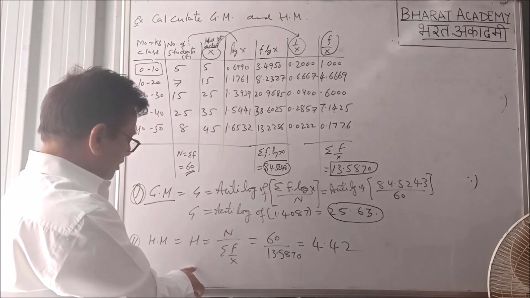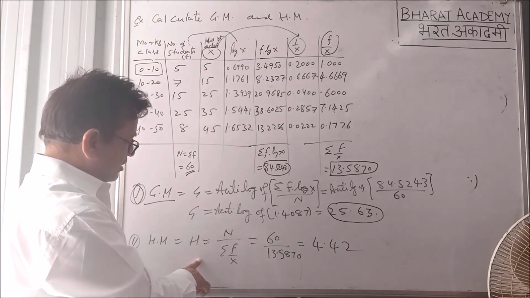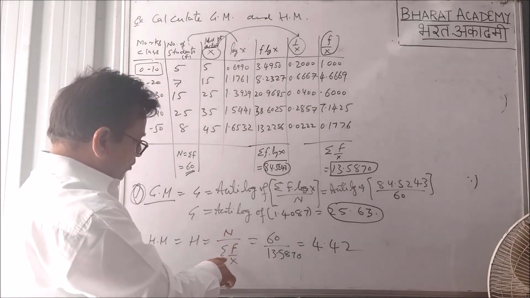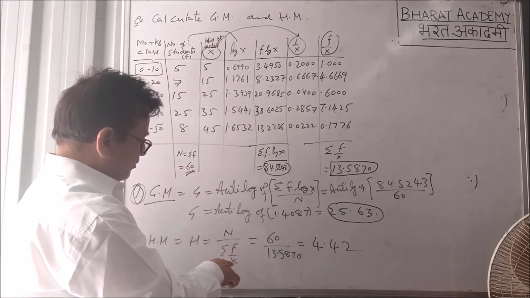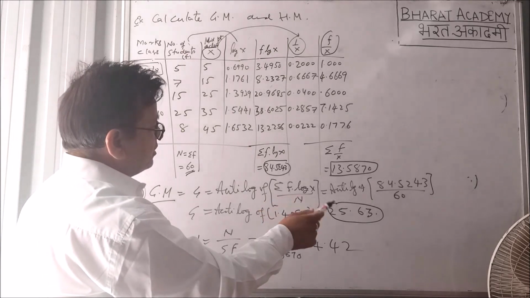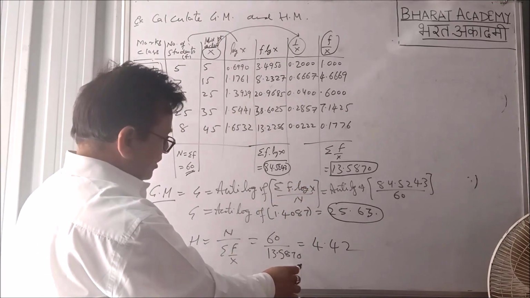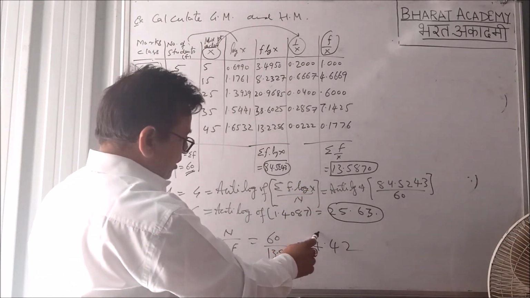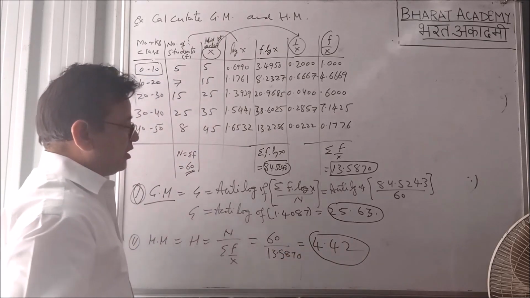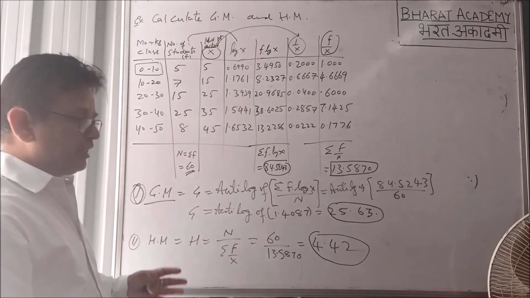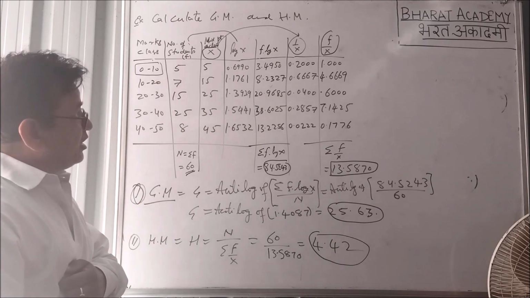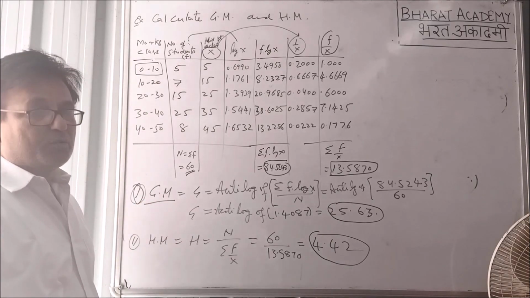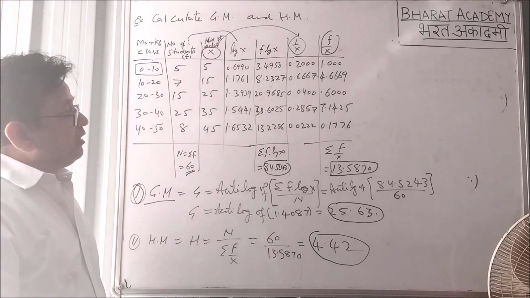इसी तरह से हार्मोनिक मीन निकालने का फॉर्मूला था कंटिन्यूअस डाटा में कैपिटल N अपॉन समेशन f अपॉन x. कैपिटल N मीन्स टोटल फ्रीक्वेंसी. दिस इज 60 अपॉन समेशन f अपॉन x. दिस इज 13.5870. So this comes out to be 4.52. This is your harmonic mean. और इस तरह से ये harmonic mean और geometric mean हम निकाल चुके in case of continuous distribution of data.